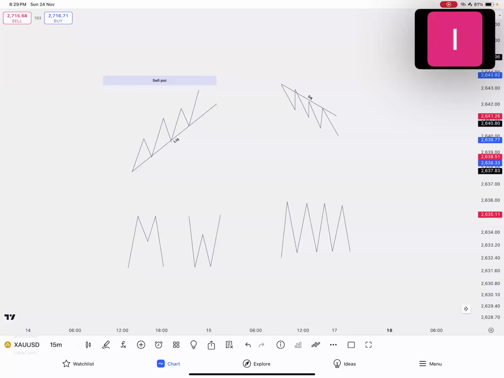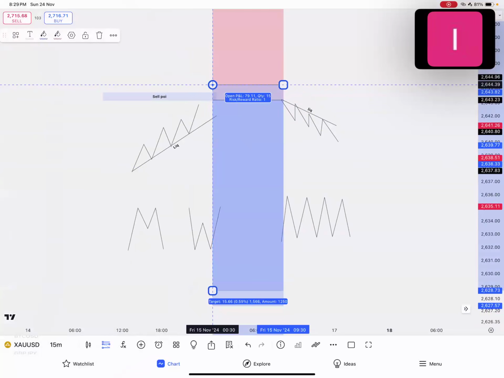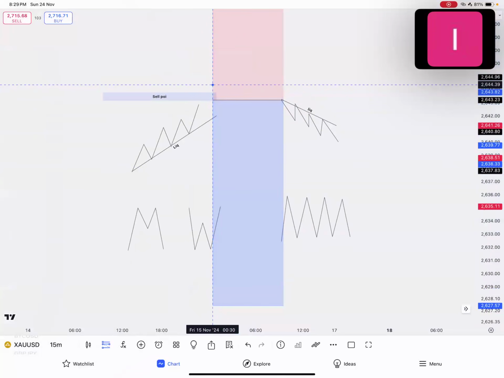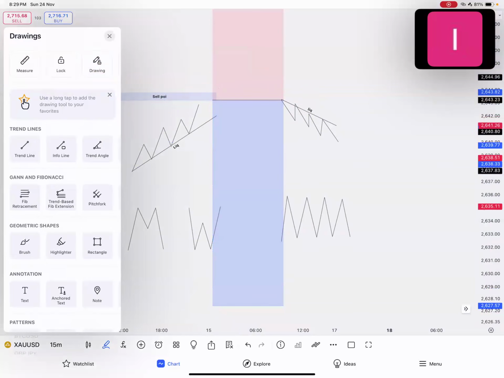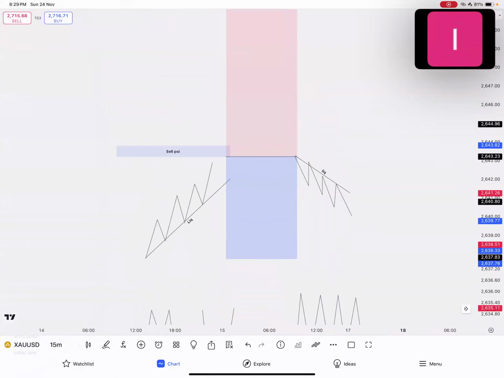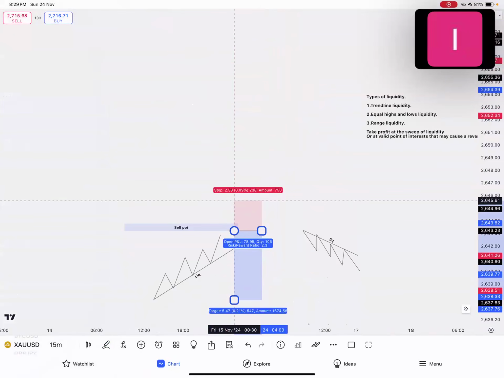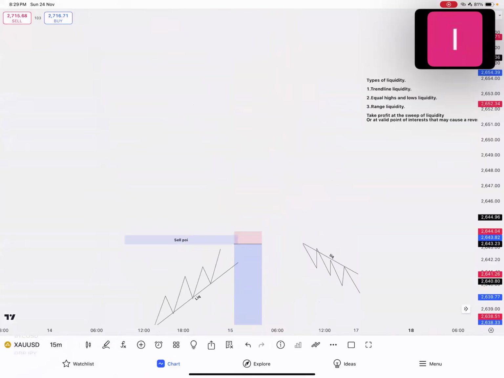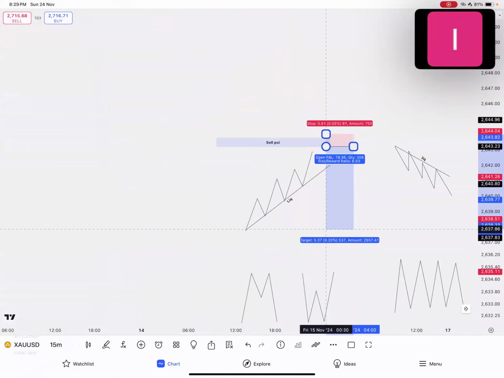So if you are taking your sell here, for example, it's your sell point of interest, your take profit should be here. The first take profit should be there because that is where the nearest draw on liquidity is. So if you're taking your trade from the sell point of interest, your take profit should be here, where the trend line began from.